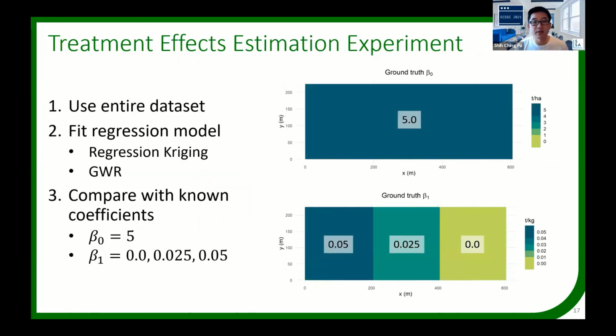So for the experiment, we use the entire data set, so no data splitting, to fit a regression model using regression Kriging, and GWR. We then proceeded to compare those estimated beta coefficients with the ground truth, recalling that beta 0 is constant at 5, and beta 1 changes across these various zones. And indeed, as a farmer, I'm most interested in the beta 1 because that tells me how effective my additive, like my fertilizer, happens to be.